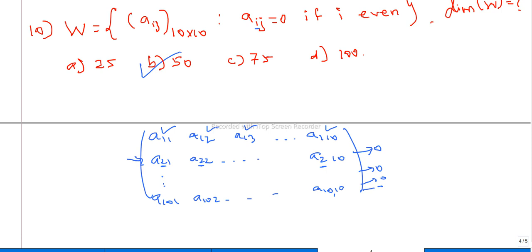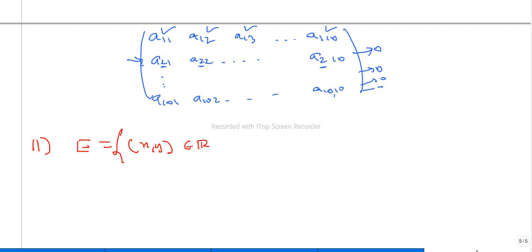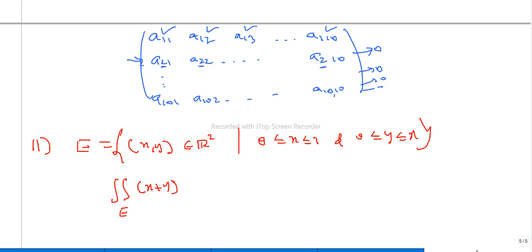Now another one is simple integration. You can easily solve it. So the 11th problem: suppose the domain E is given by the set of all ordered pairs (x, y) in R2 with the condition that x varies from 0 to 1 but y varies from 0 to x. Now what is the value of the double integral over E of (x plus y) dy dx, or dx dy, equal to?